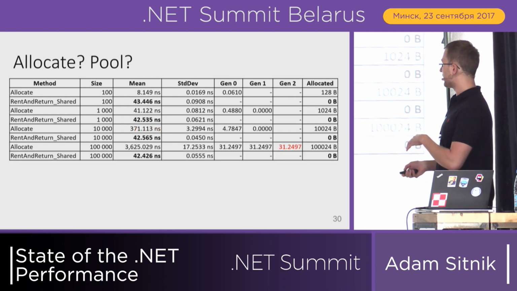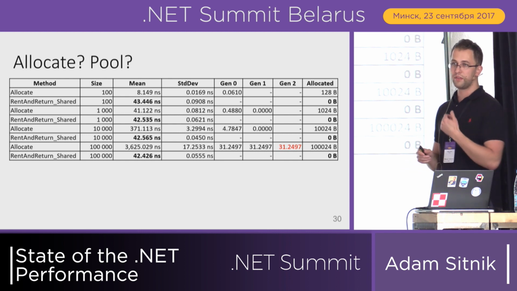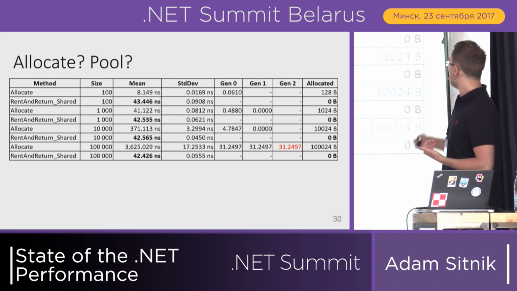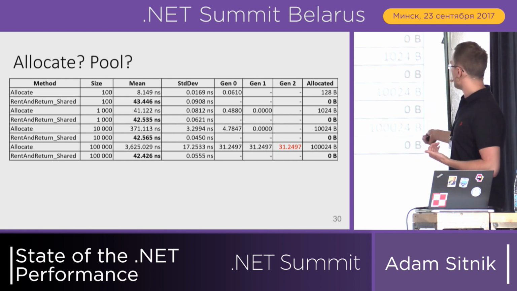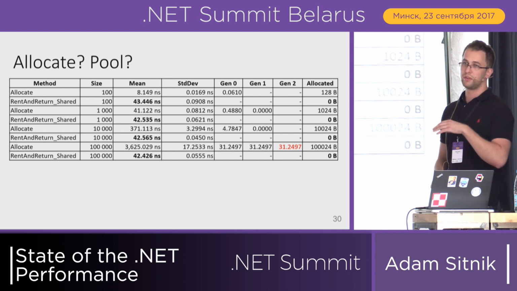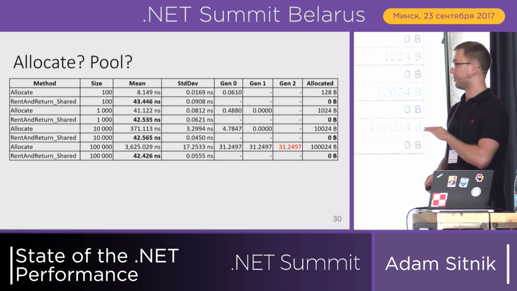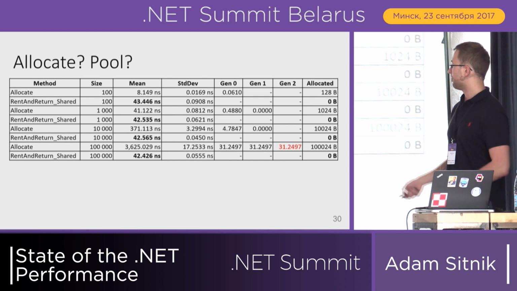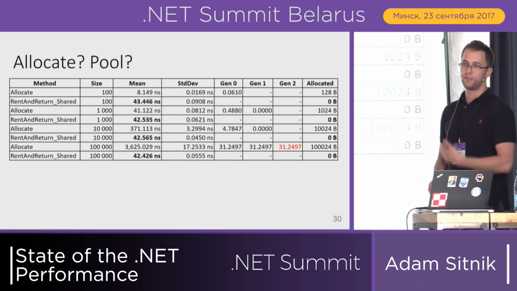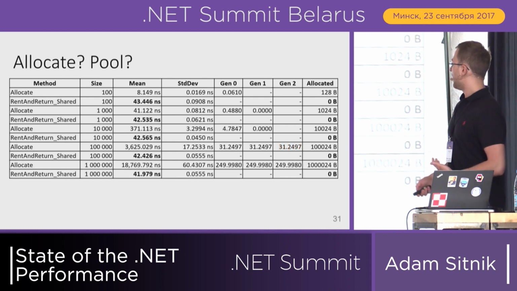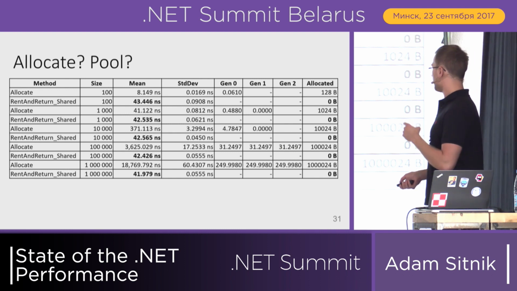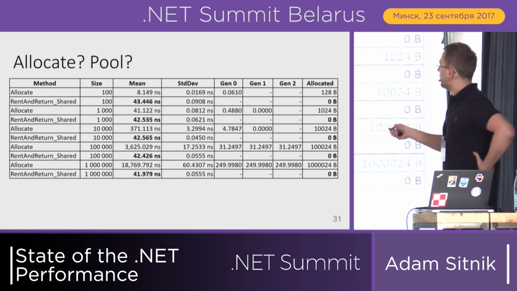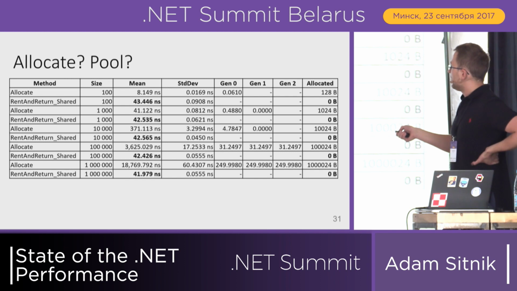But what happens when we reach this limit of 85,000 bytes? We get Gen 2 collections, as you can see. And this is the very important and expensive thing that we want to avoid. With renting, with just pooling the memory, we don't have this problem. And as you have most probably observed right now, for pooling the memory we have an almost constant cost.